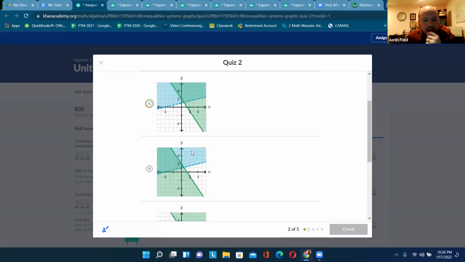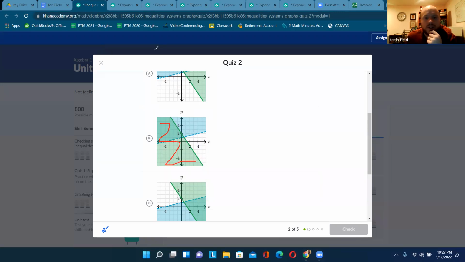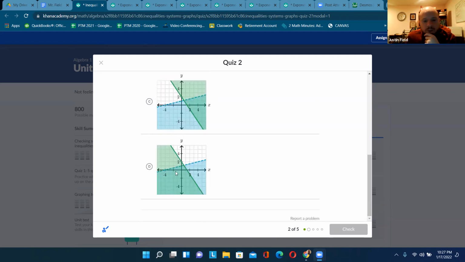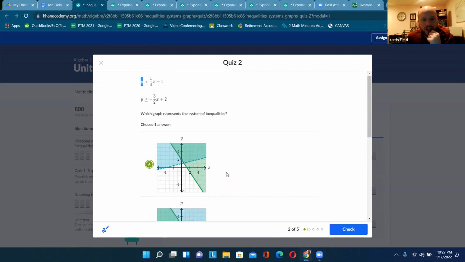See, this one is shaded below the green line. So that's not going to work. Okay. So B is out. And this one is shaded below the blue line. You see that? This shading right here is below the blue line. And now D is just shaded below both of them. So the only correct answer is A.